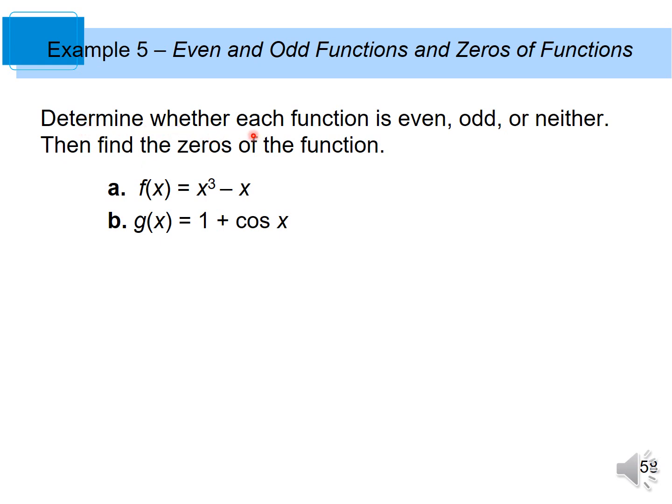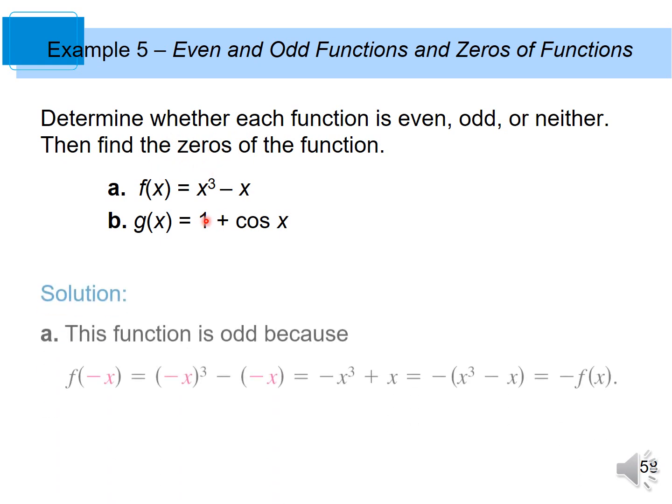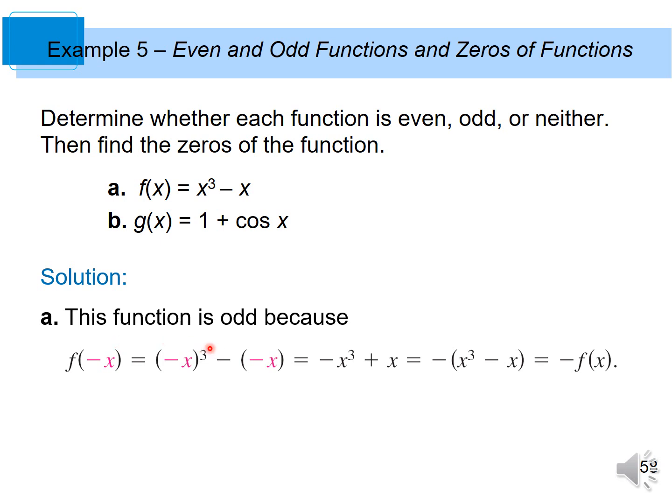Determine whether each function is even, odd, or neither. Then find the zero of the function, meaning that it's a solution. The function is odd because we replace the x by negative x.